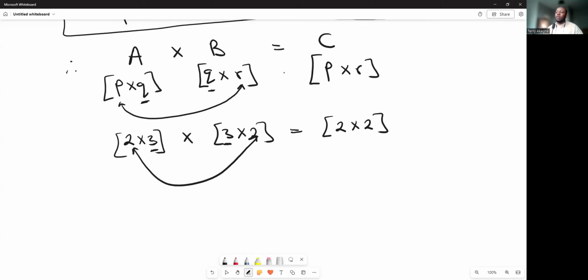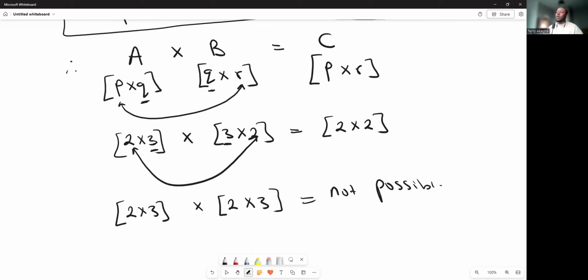But if, for instance, I have a 2 by 3 and I want to multiply it by a 2 by 3, this is not possible. Why do you think it's not possible? Because the number of columns here is not the same as the number of rows. So that means you can't multiply these two matrices together.